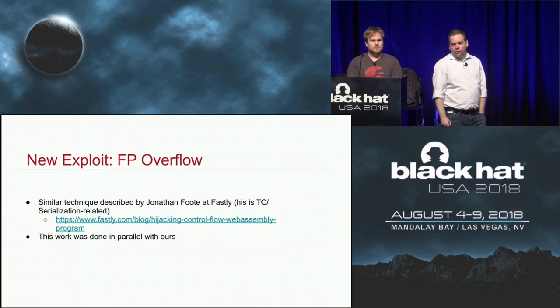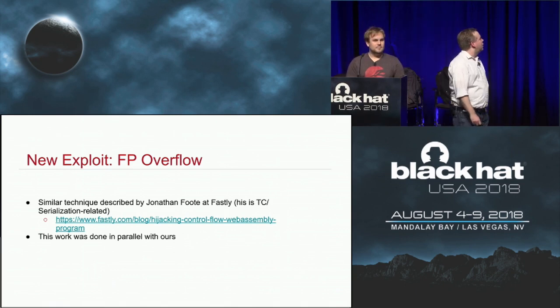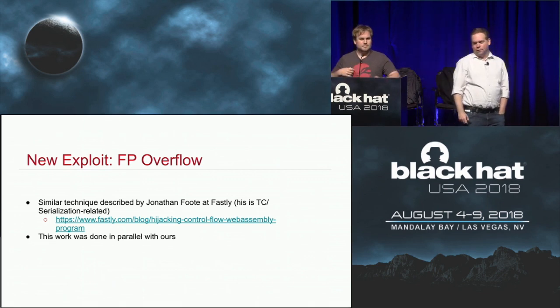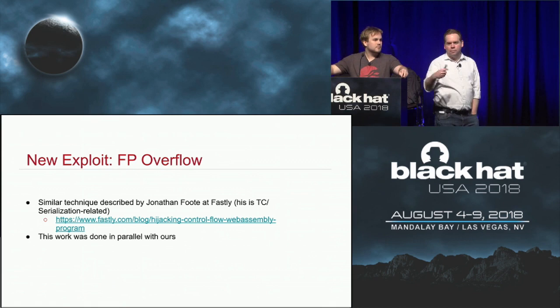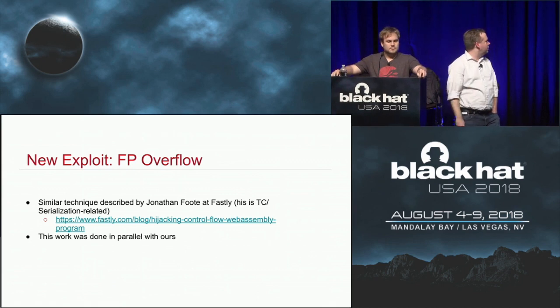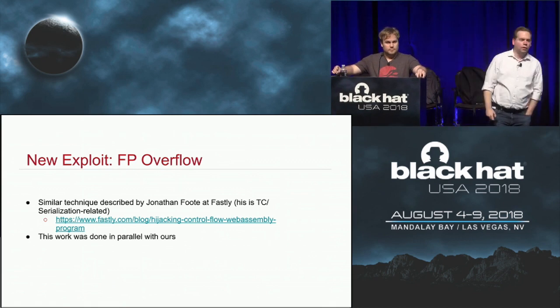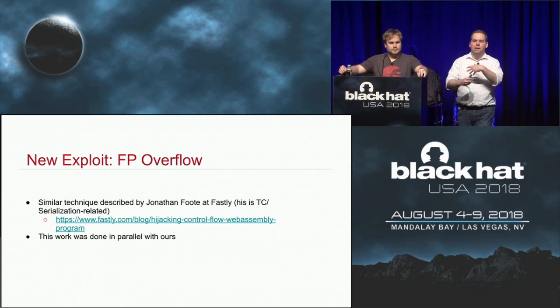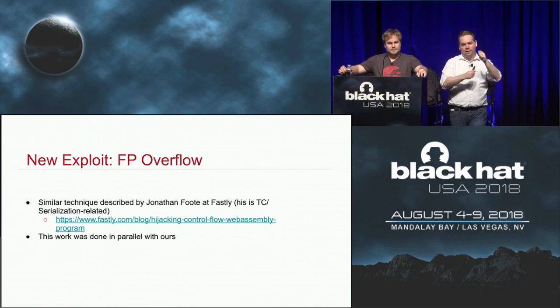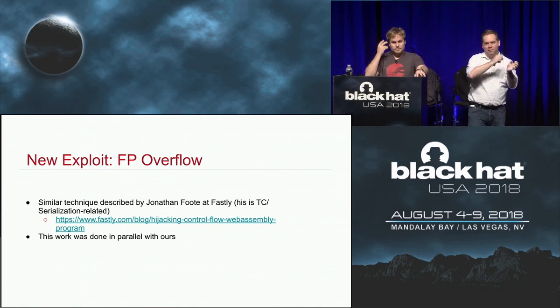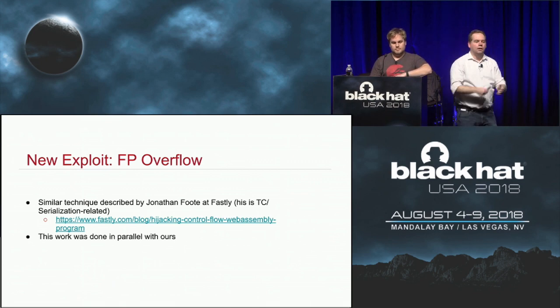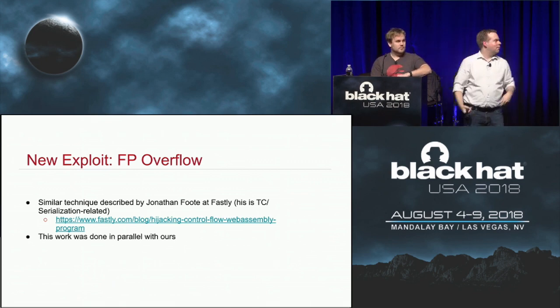So Jonathan Foote, if you're in here, raise your hand. No? Okay. He made a blog post, he works for Fastly, that talks about some very similar techniques. Instead of using buffer overflows to make his overwrites, he was doing it via type confusion or deserialization type bugs, but it's the same endpoint. He's using those kinds of tricks to end up with a function pointer that calls something he wanted to call instead of what the program was originally going to call. Looked like he was doing it about the same time as we were.